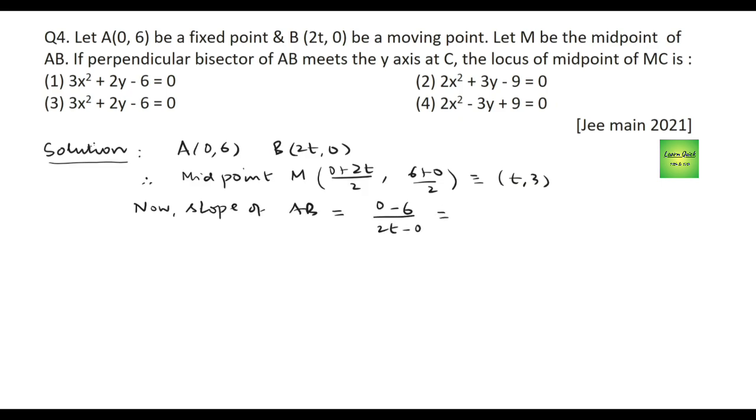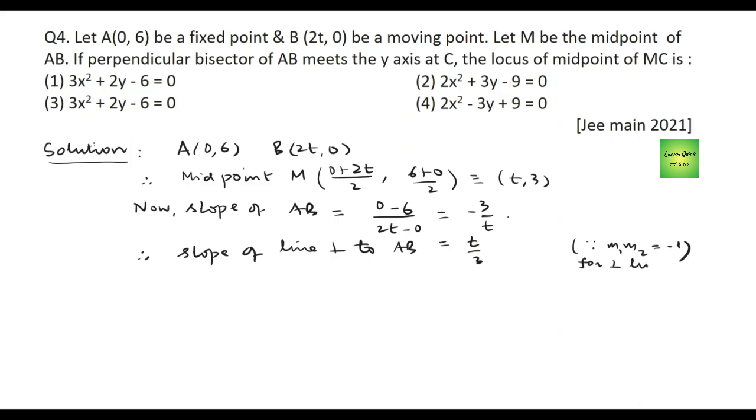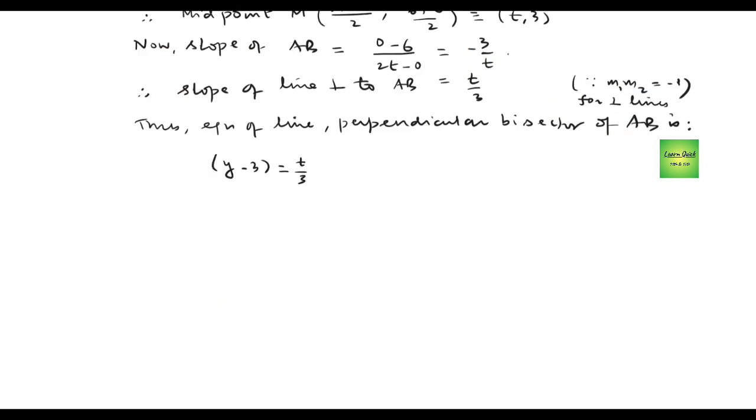Using the slope formula y2 minus y1 upon x2 minus x1, you get this result minus 3 by t. Now since we have to find the equation of the perpendicular bisector, we find the slope of the line perpendicular to AB, which is going to be t by 3, simply because m1 m2 must be minus 1 for two perpendicular lines. So once you get the slope of the line perpendicular to AB, and we know that it passes through the midpoint M, we can write the equation of the perpendicular bisector line. The equation will be given by this expression, y minus 3 equals t by 3, x minus t.